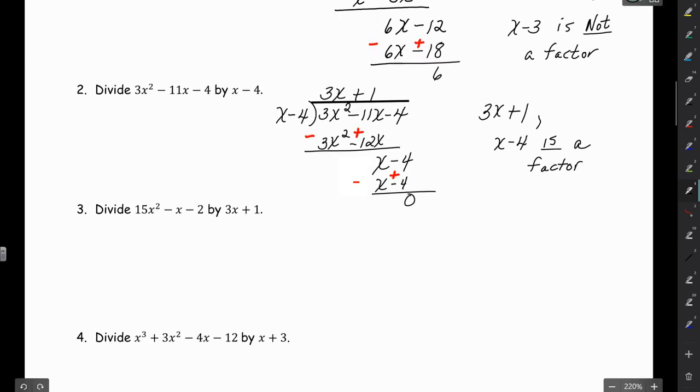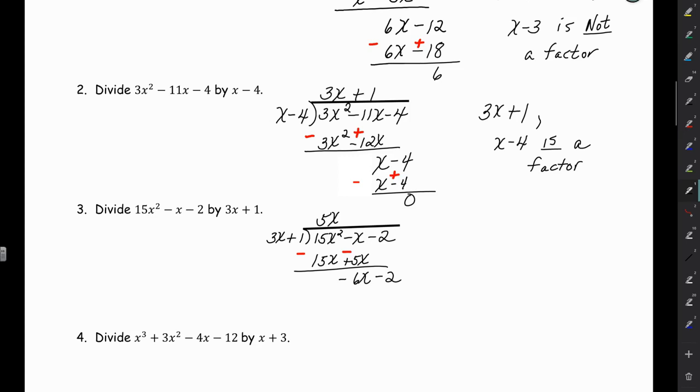Okay, number 3, set it up. 3x times what gives me 15x squared? That would be 5x. And 5x times 1 is 5x. Sign change. Add them together. Bring down the minus 2.